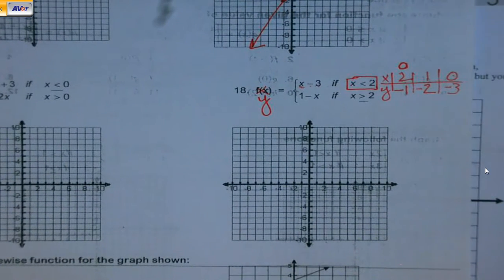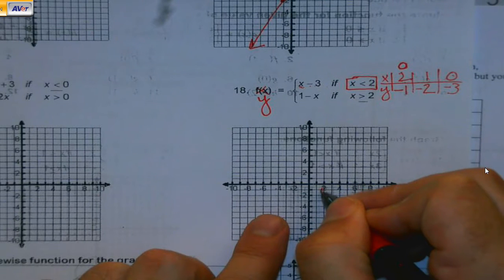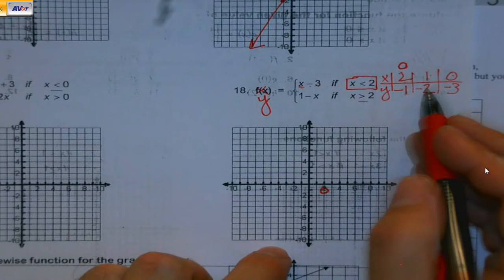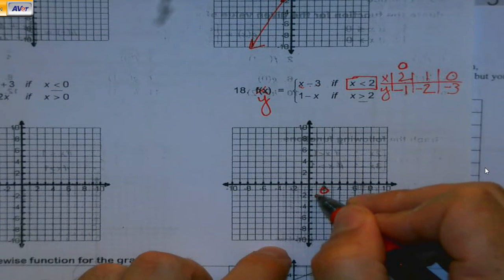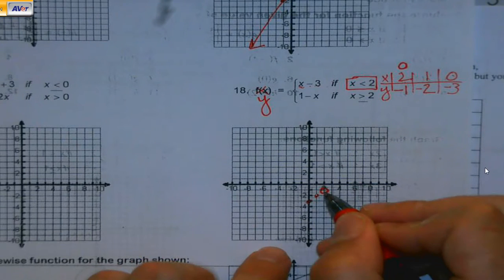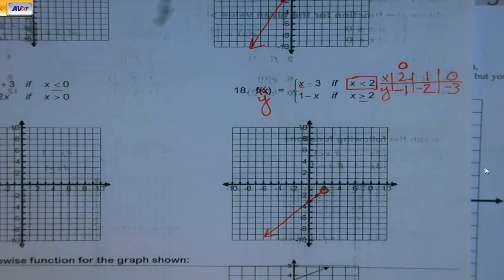So I go down to my graph, and I go, okay, so 2, negative 1, open circle. 1, negative 2, just a dot. And 0, negative 3, just a dot. Go back to my open circle, connect the dots. So you're like, that is kind of the same as what we just did. We're just figuring out the y values. It's true.